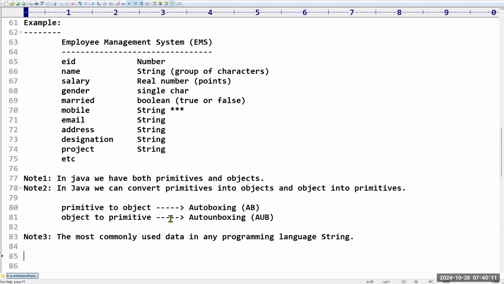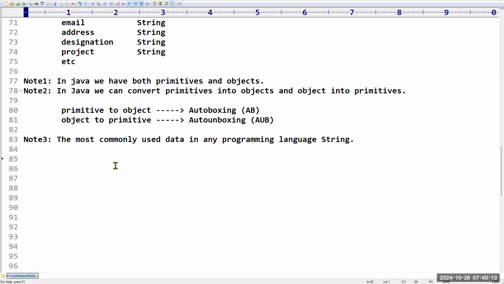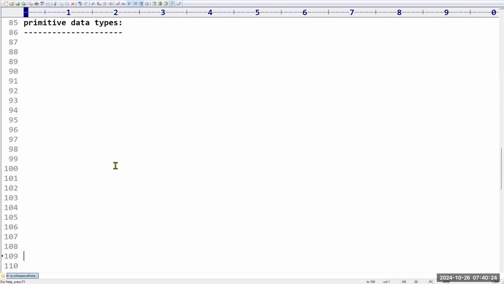I told you every time I am using the word primitive, right? What primitive data types exist, we will discuss now. Any questions guys up to this? Please confirm. Everything is clear, right?